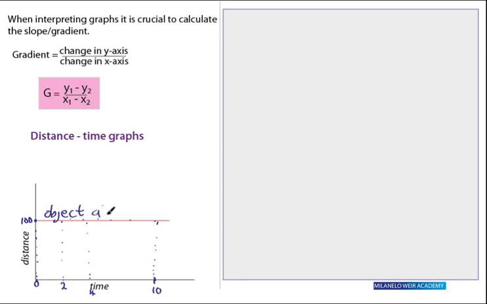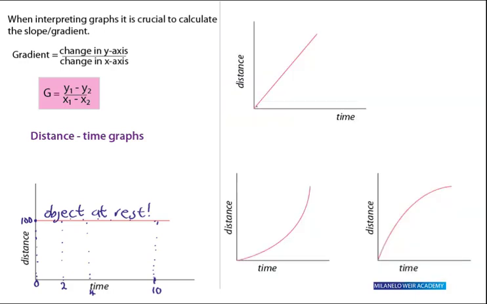Object at rest. We say the object is at rest when a graph is a horizontal line and it's a distance time graph. So don't mix this with speed time graphs, I beg you. Let us also look at these distance time graphs and describe the motion of the object shown by the graph.